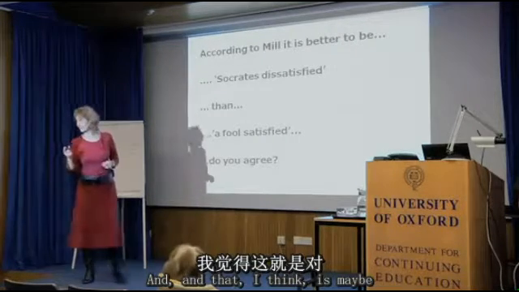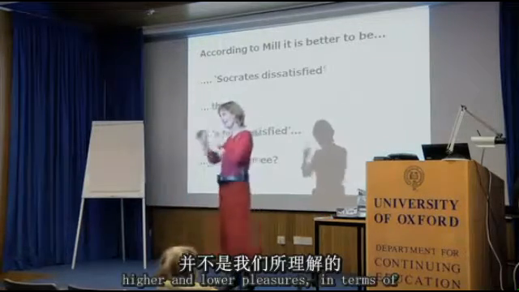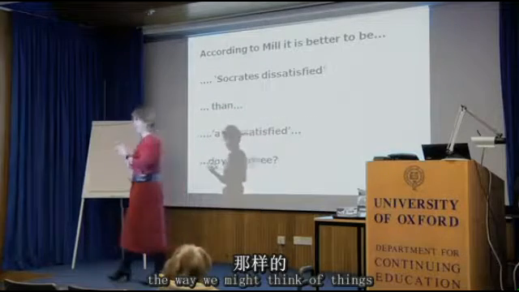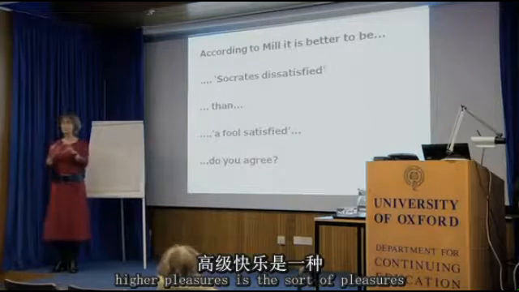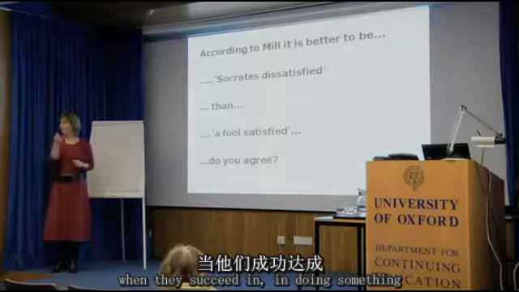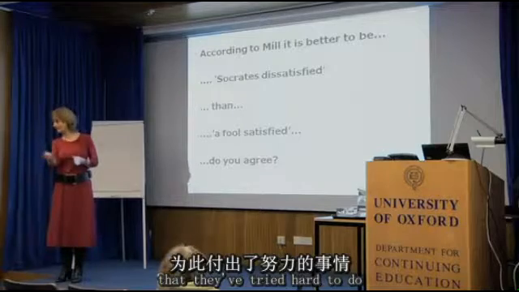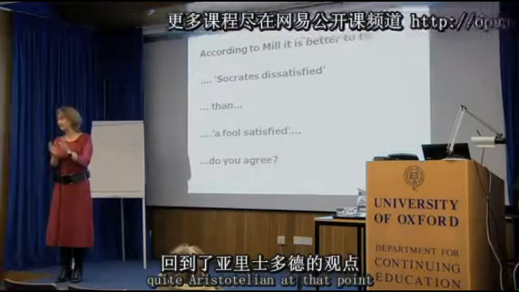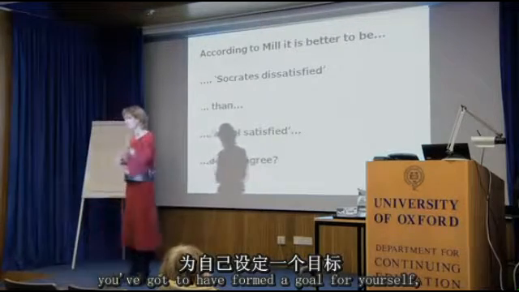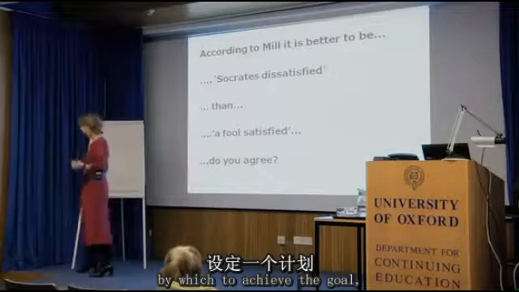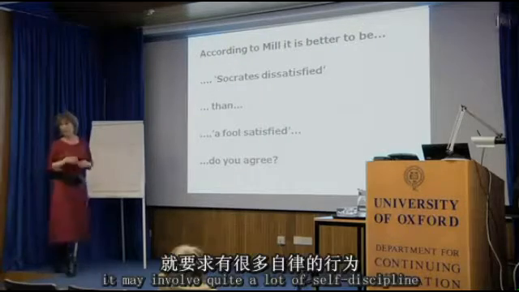And that, I think, is maybe a gloss on what Mill's saying. He's not talking about higher and lower pleasures in terms of the way we might think of elitist pleasures. What he's thinking of as higher pleasures is the sort of pleasures that human beings can have when they succeed in doing something that they want to do, that they've tried hard to do. Do you see how it becomes quite Aristotelian at that point? Because you've got to form a goal for yourself, make the plan by which to achieve the goal, then implement that plan. And to implement the plan, it may involve quite a lot of self-discipline.